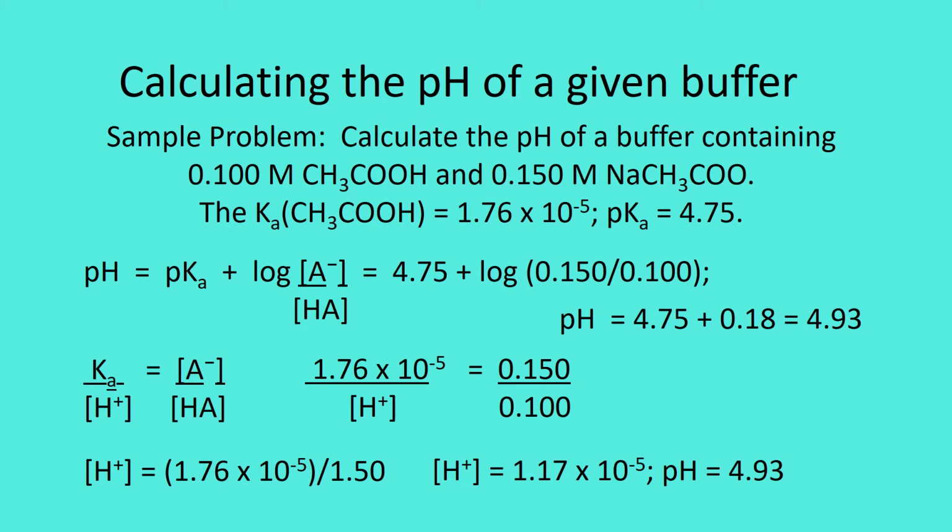That's a good thing. It's also always a good idea to check that your answer makes sense. It's so easy to mix up your conjugate base and acid and substitute the wrong one. So let's make sure that our answer makes sense. Since our mixture contains a little bit more weak base than weak acid, and notice our pH of 4.93 is a little bit more basic than our pKa of 4.75, our answer does make sense.